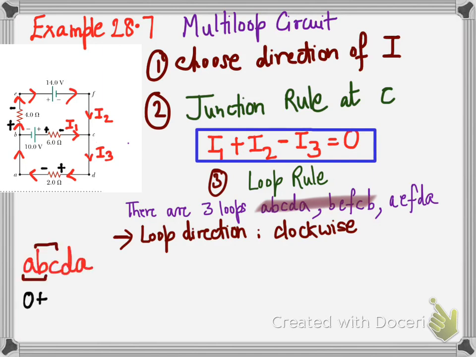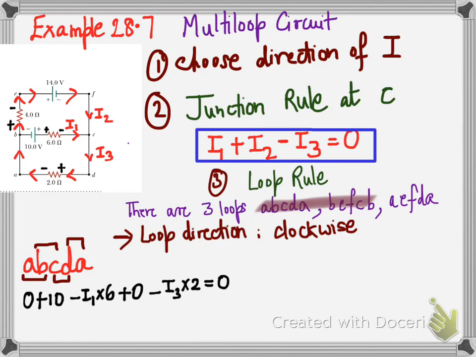Now we are going to take the first loop A, B, C, D, A. You can check how we are writing the equation. For AB, there is no component, so 0. For BC, there are 2 components. For the cell, we reach the positive 10. For the resistor, we reach negative of the potential difference, which is by Ohm's law IR. So in this case, it is I1 multiplied by 6.